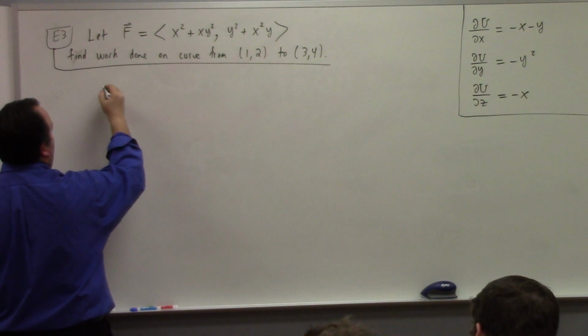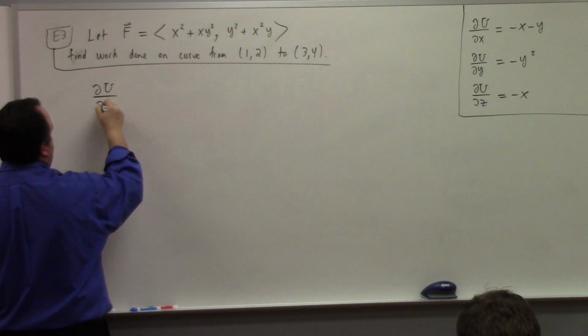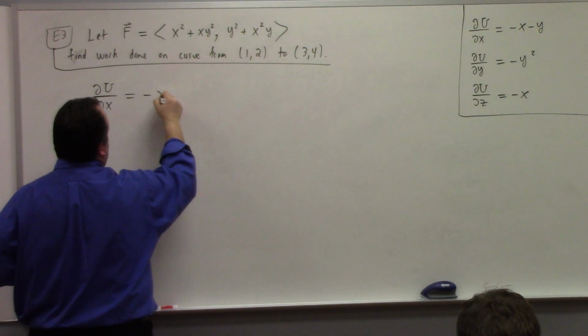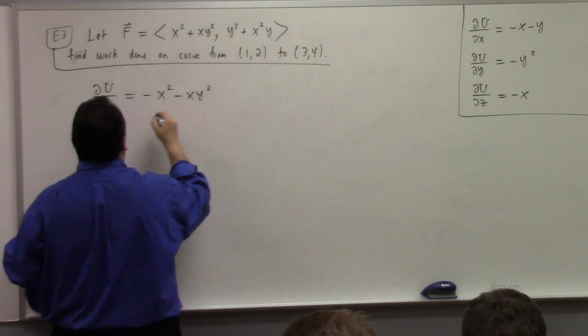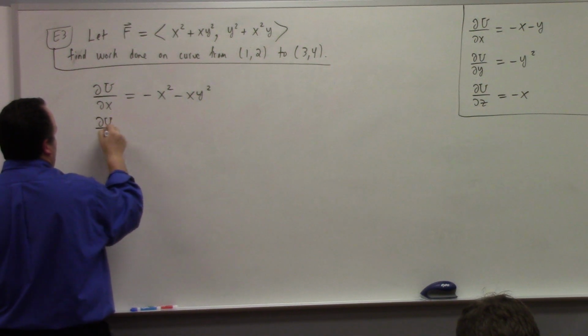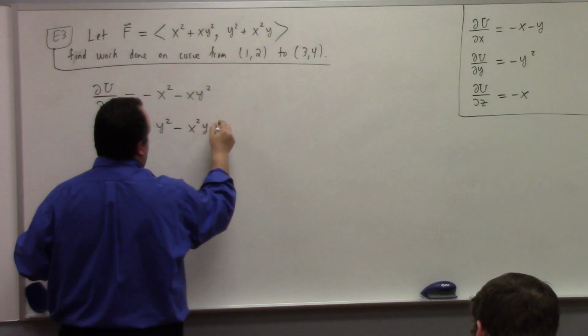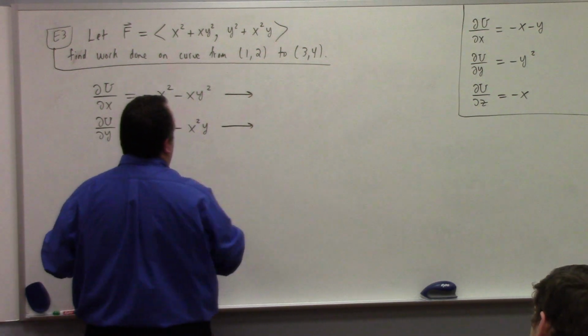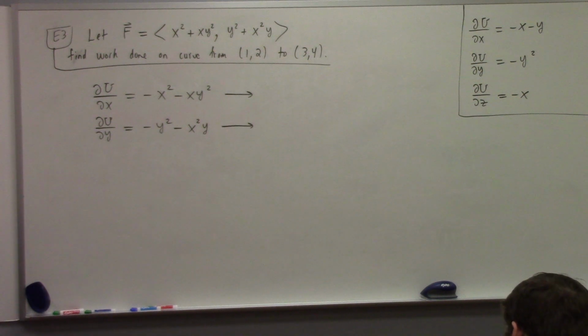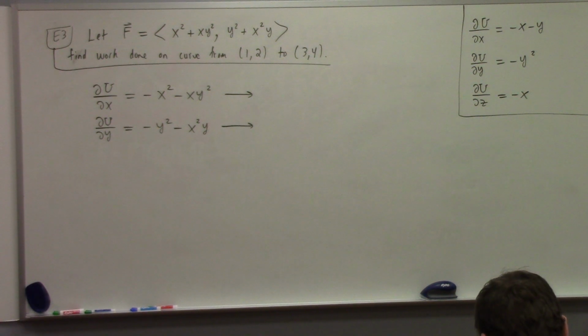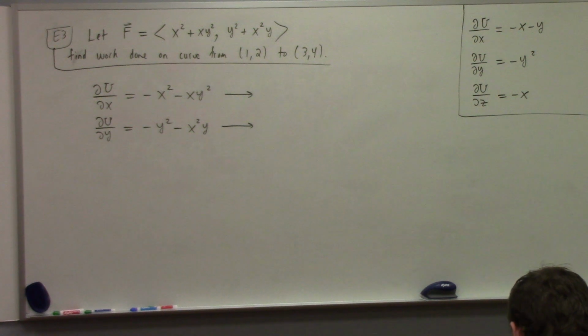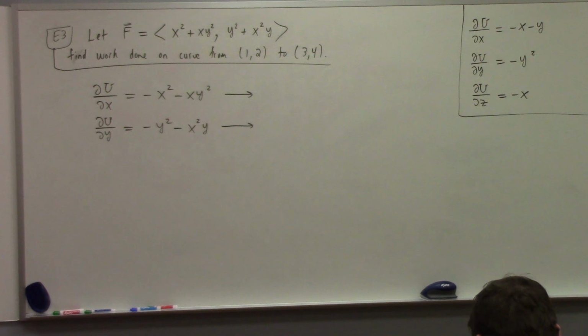So let's think about it. You want partial u partial x equals minus x squared minus xy squared, and you want partial u partial y equals minus y squared minus x squared y. Now, we tend to teach students a rigorous way of doing this, but there are non-rigorous ways of doing this, which are basically just guessing. And I would encourage you to guess and check, right? Guess and check is the way to go in here.